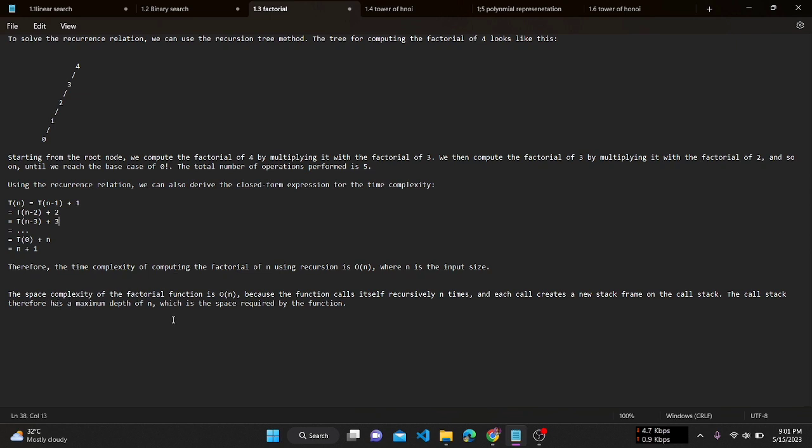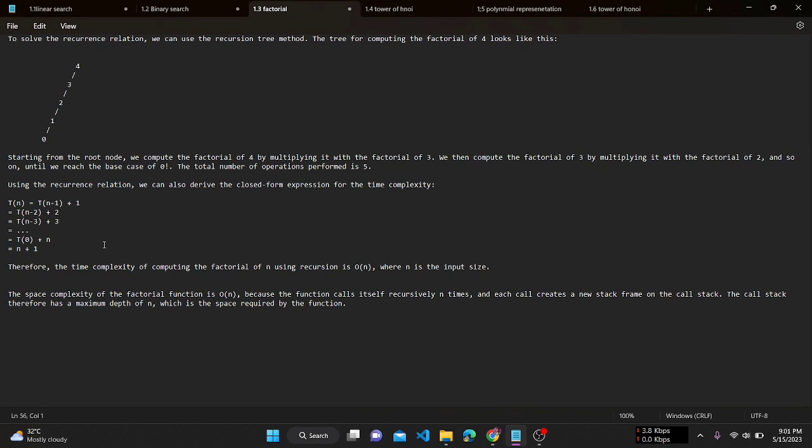Using the recurrence relation, we can also derive the closed form expression for the time complexity. T(n) = T(n-1) + 1 = T(n-2) + 2 = T(n-3) + 3.